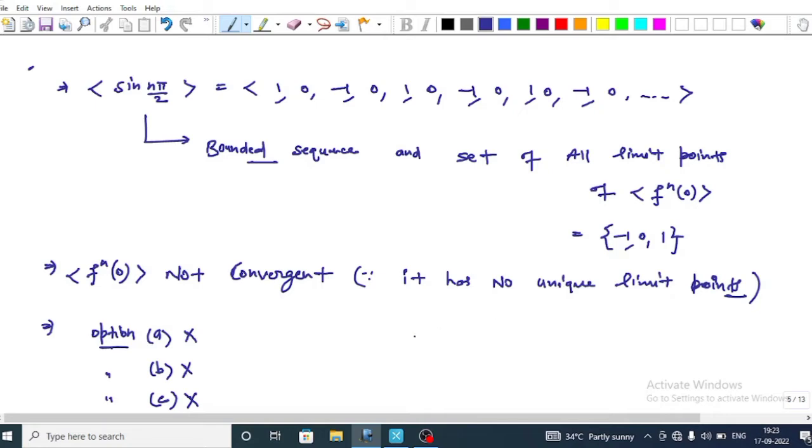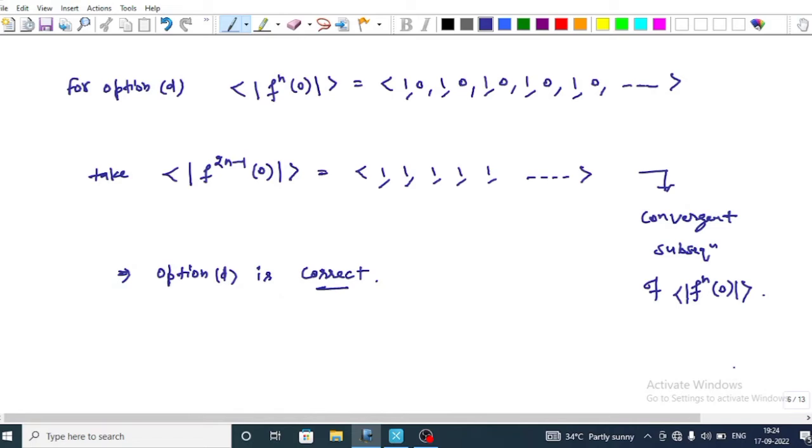As we know that a bounded sequence is convergent if it has a unique limit point, but this sequence has more than one limit point. This implies that this sequence is not convergent. So option A is incorrect, option B is incorrect, and option C is incorrect.